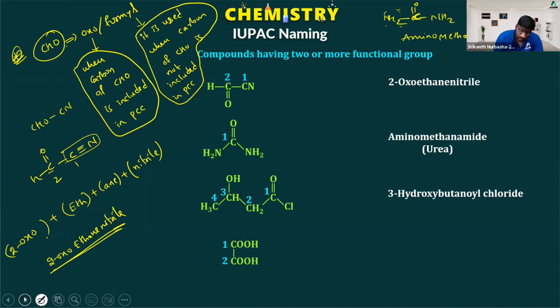COOH. What is the name? Ethane 1,2 dioic acid. This is the same name which we have discussed. Or ethane dioic acid, or oxalic acid. Oxalic acid is a common name. Ethane 1,2 dioic acid, that is the IUPAC name.